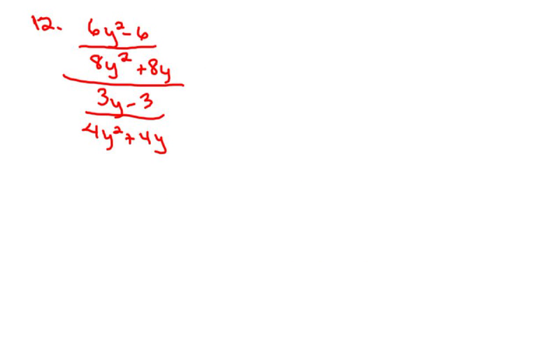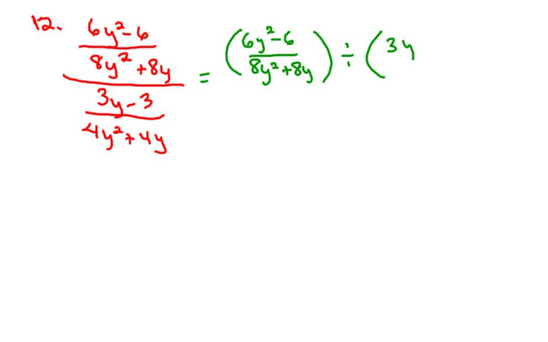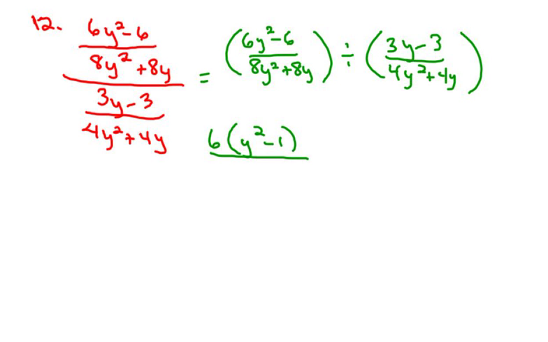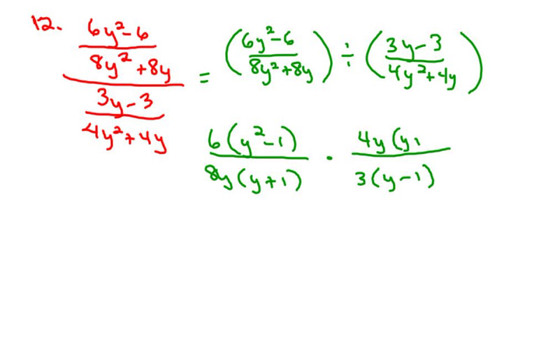Another complex fraction, similar to the problem we just did. First, rewrite this as a division problem. Okay, then what we want to do is factor, flip, and multiply everything that can be factored. So the first numerator has a GCF of 6, so take out the 6, leaves you y squared minus 1. Second, the denominator there, take out an 8y GCF, leaves you y plus 1. Flip and multiply. The new denominator has a GCF of 3, and the new numerator has a GCF of 4y.